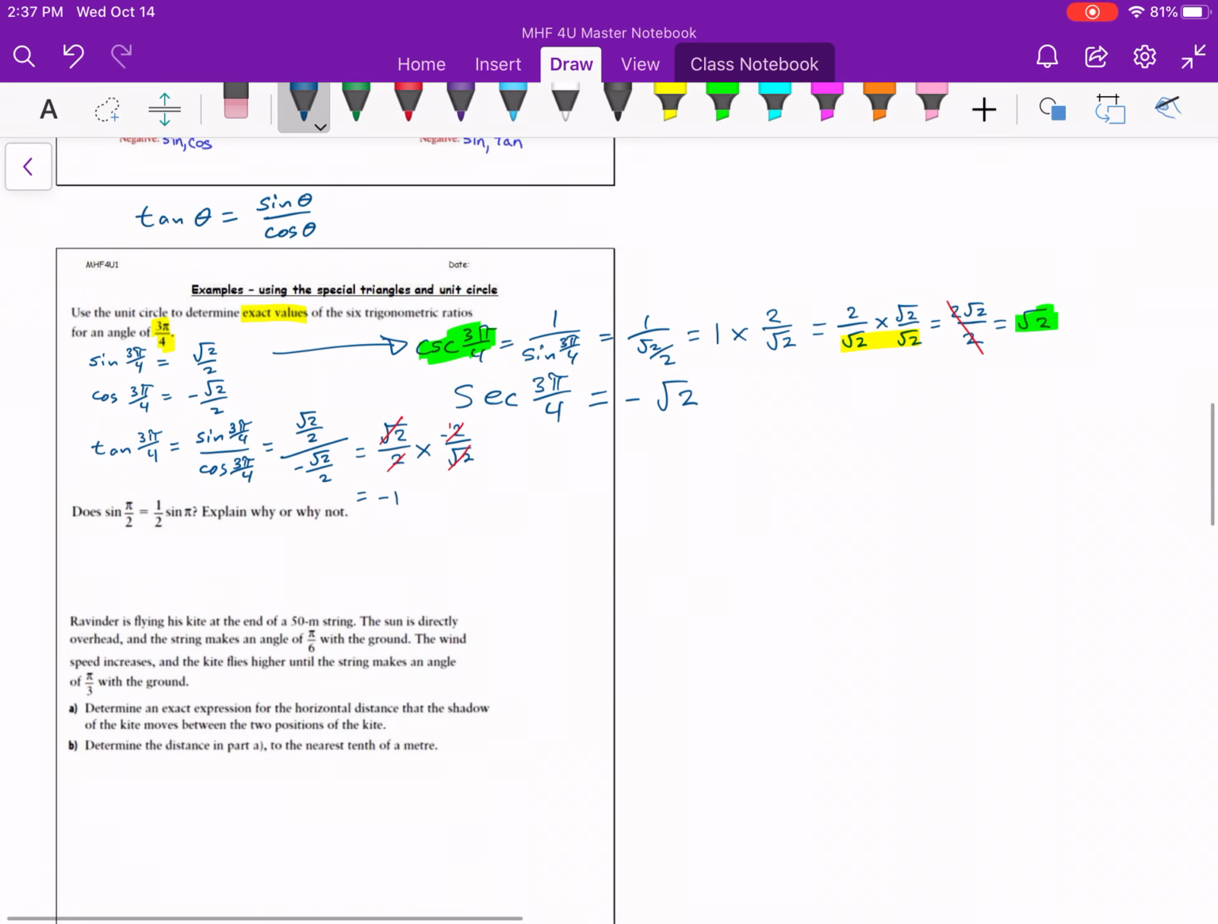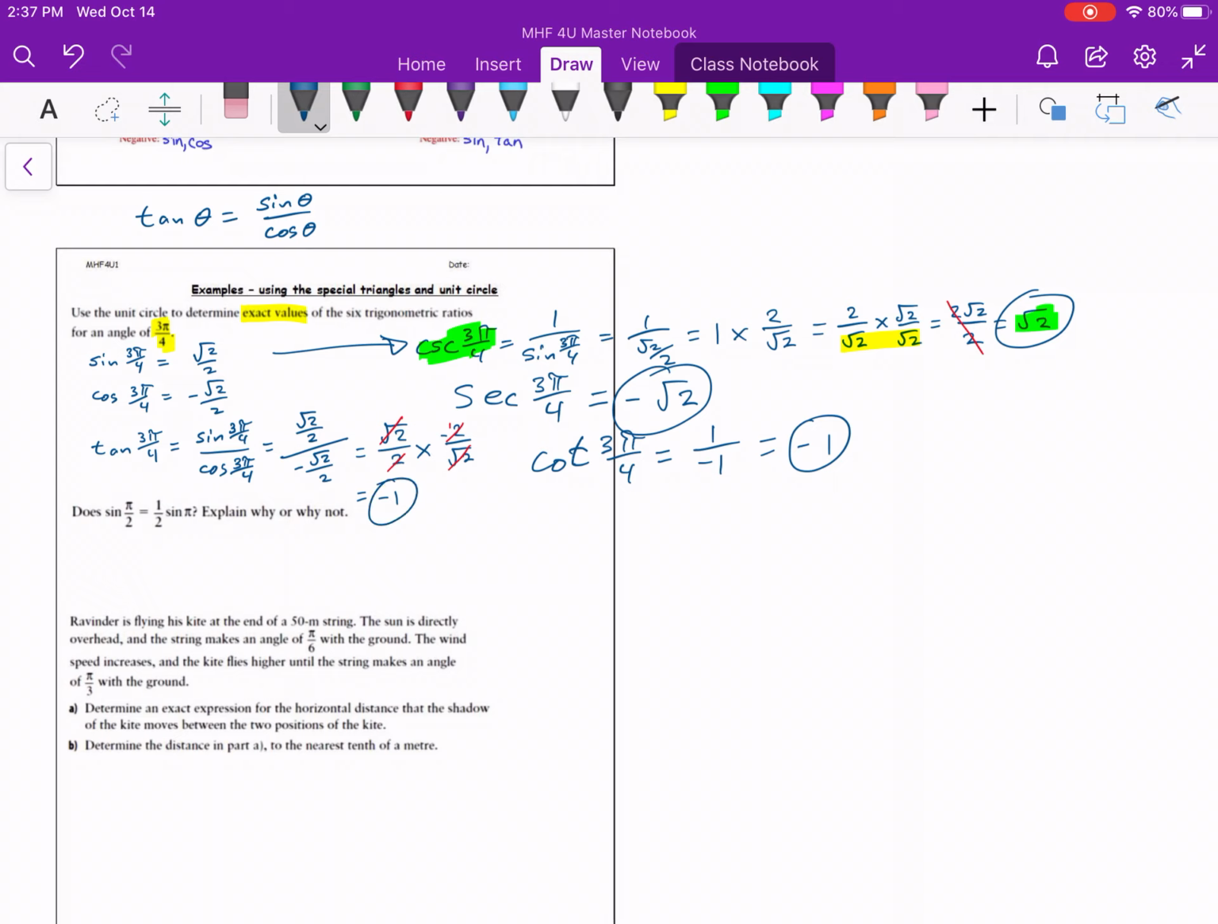And finally, cotangent is the reciprocal of tangent, which means I'm going to take my value of negative 1, I'm going to do 1 over negative 1, which is just going to equal negative 1 as well. So these are my 6 values.